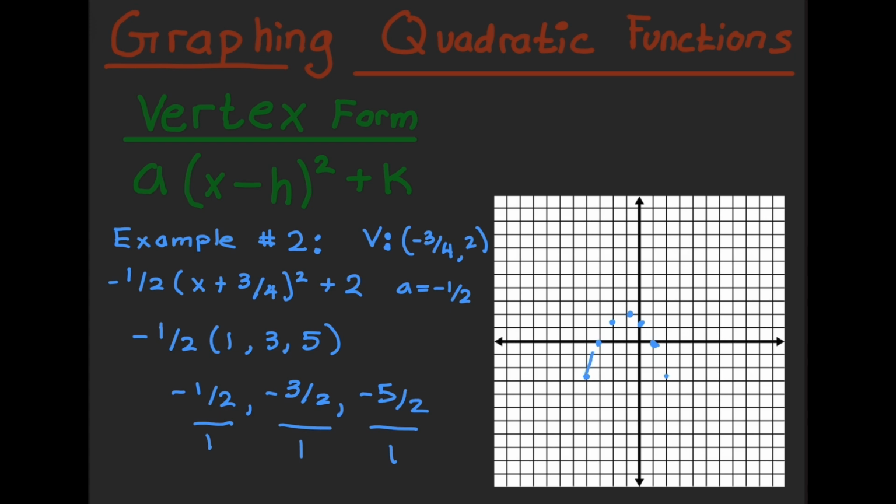Now that we know our h value of our vertex is negative 3/4, we know that our axis of symmetry would be x equals negative 3/4 or AOS equals negative 3/4. We can draw a dashed line through this point to form our axis of symmetry.